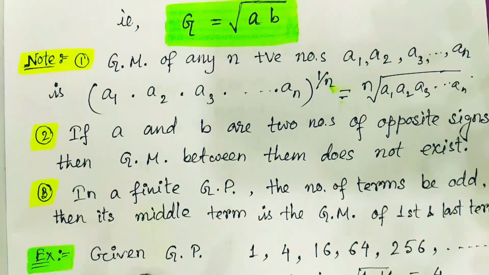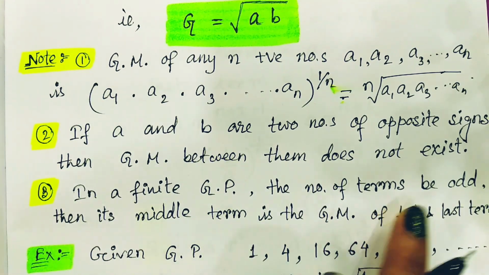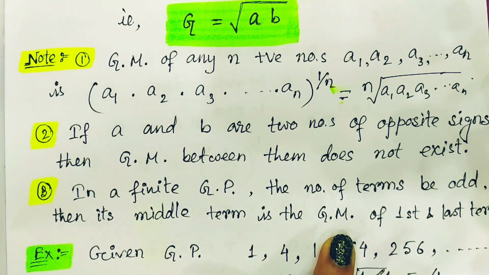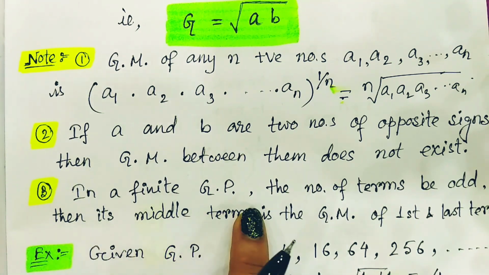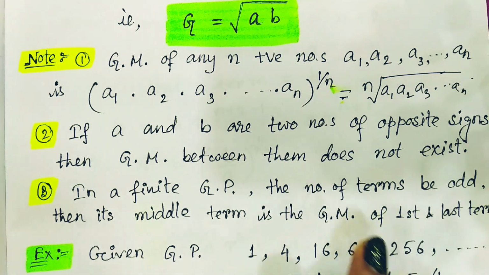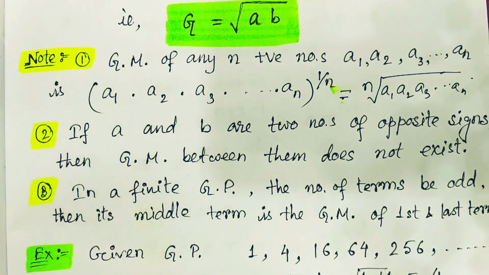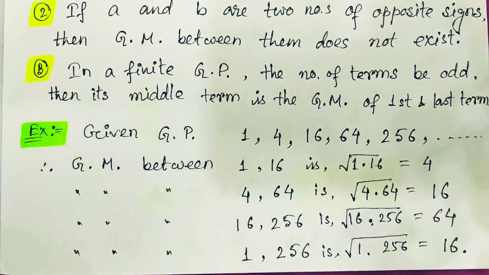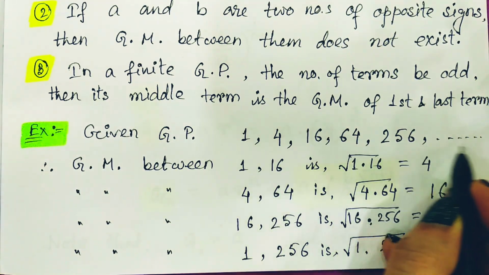One more thing that you should note is that in a finite geometric progression, whatever the number of terms we add, its middle term is the geometric mean of the first and the last term. Whatever be the number of terms you add in the middle of this A and B, these are all the geometric means between the first and the last term. So for an example, let us choose this one. Here the geometric progression is 1, 4, 16, 64, 256 and so on.